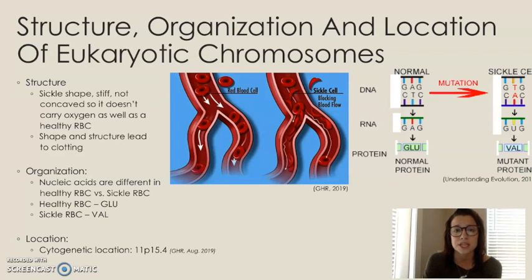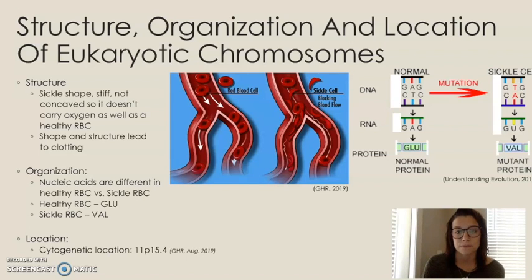So the organization: the nucleic acids in a healthy red blood cell are different than the nucleic acids in a sickle red blood cell, or the organization of those nucleic acids is switched. So in a healthy red blood cell, we get a different protein than we get from a sickled red blood cell. The location is 11p15.4, and I'm going to go over the diagram on the far right a little more in depth later on in my presentation.